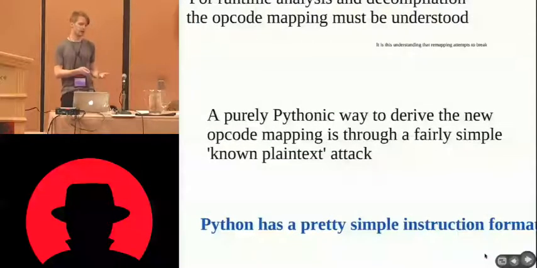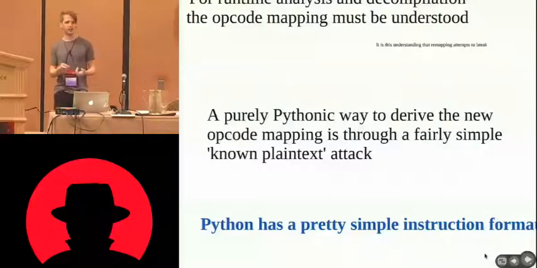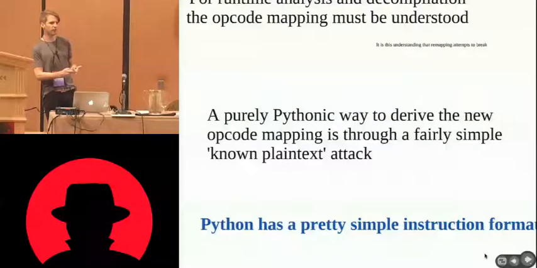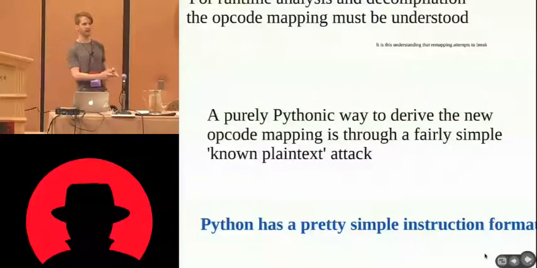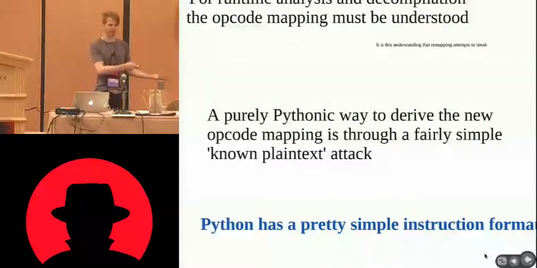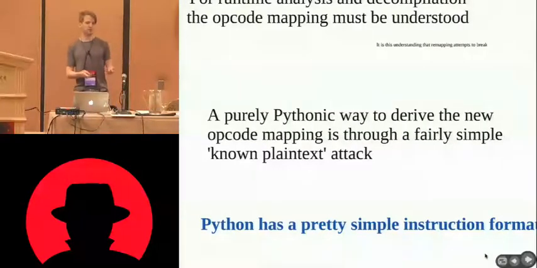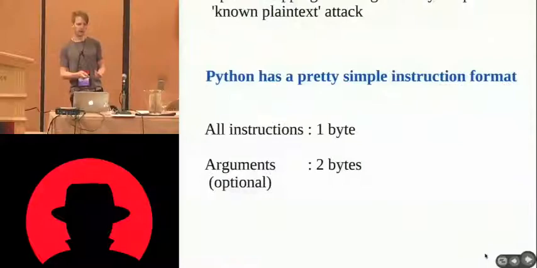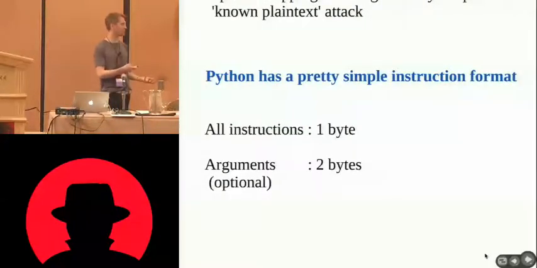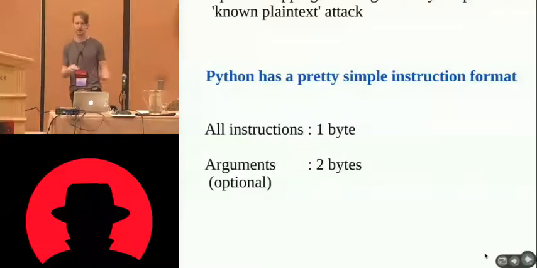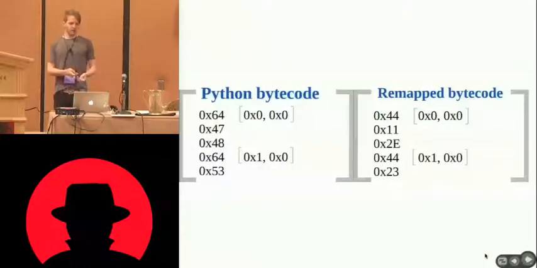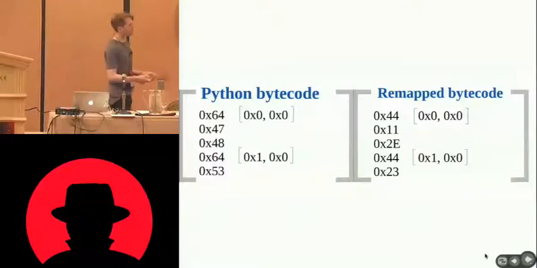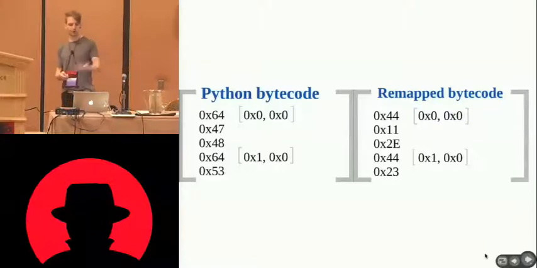So the simple solution to working this out: obviously we don't have access to the opcodes.h that they remapped, and obviously everybody takes away the opcodes.py, so they can't just import and look at their table. So the easier way around this is essentially a known plaintext attack against the object. As we've already said, the Python instructions are pretty simple. It's like 1 byte and maybe then another 2, depending. So if we take the standard byte stream on the left, which is standard Python bytecode, and it's been remapped with the values, you can see that 64 has been remapped to 44, 47 to 11, etc.